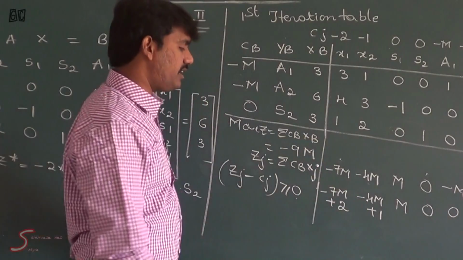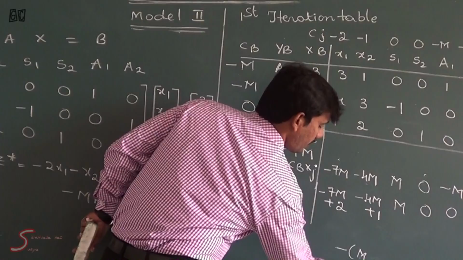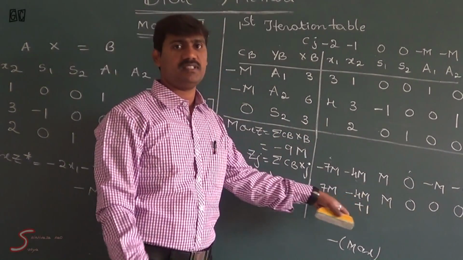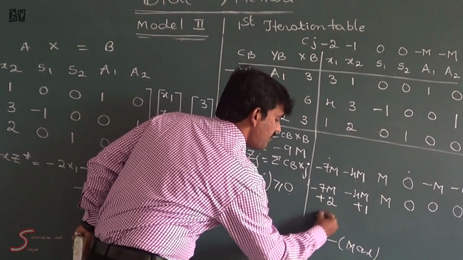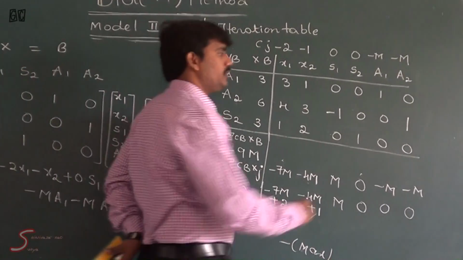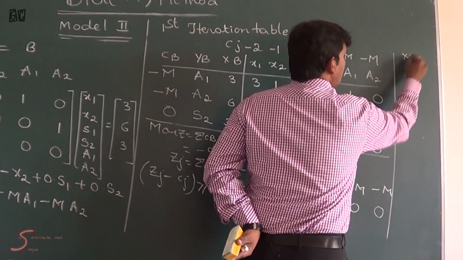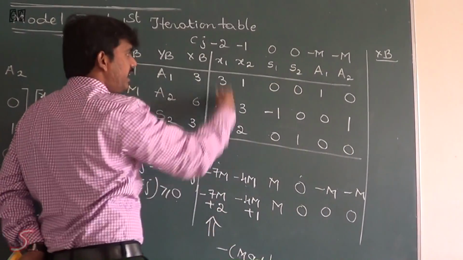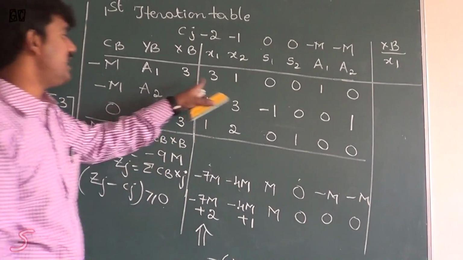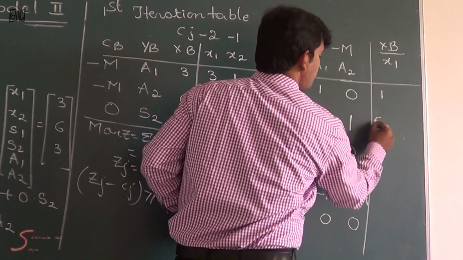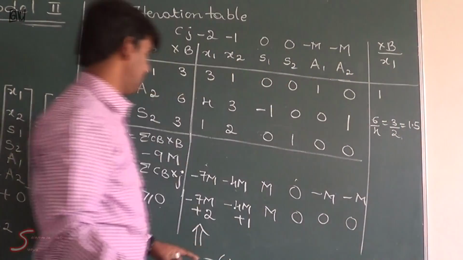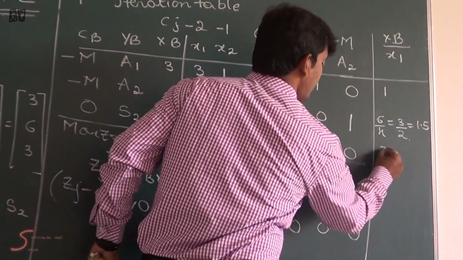And hence we have a condition that is minus of maximum. So from these two, minus 7 and minus 4, obviously the minus of maximum is minus 7. After that we have the minimum ratio rule. The minimum ratio formula is XB by this arrow, which will indicate x1. So that is XB by x1: 3 by 3, 1; 6 by 4, that is again 3 by 2, that is 1.5. Now after this again 3 by 1, again 3.